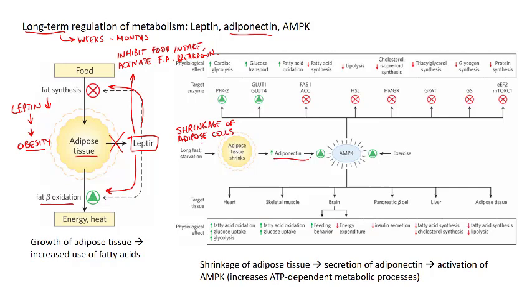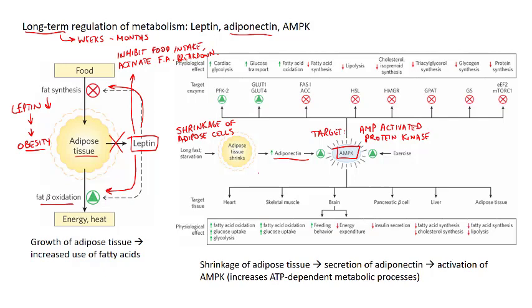So adiponectin is produced by shrinking adipose cells, and it's secreted and it goes to several different tissues, and the most important target is this molecule called AMPK. AMPK stands for AMP activated protein kinase. So just like protein kinase A that we saw with the epinephrine signaling pathway, AMPK is a protein kinase. It phosphorylates other proteins, turns them on or off.